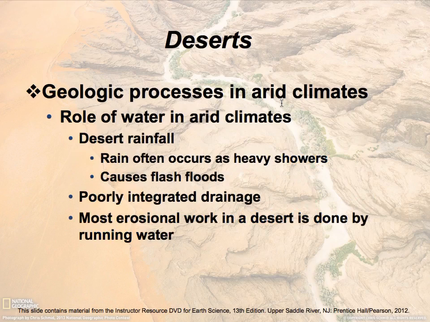Rain does occur in deserts, however, it is unable to infiltrate as much as it would in other areas where there's better soil development. When you have very, very thin soils and you go straight to bedrock, there's not a whole lot of space for that water to accumulate and to stay put. Instead, it sits on the surface, either runs off or evaporates very, very quickly. Most erosional work in the desert is done by running water.